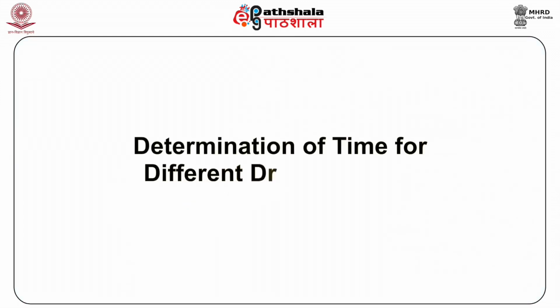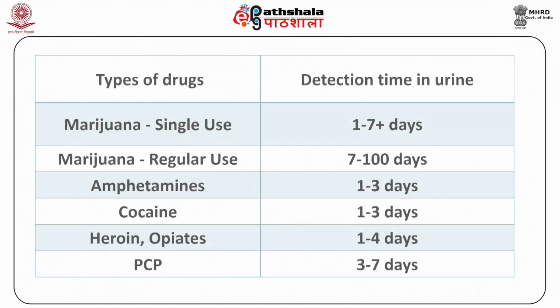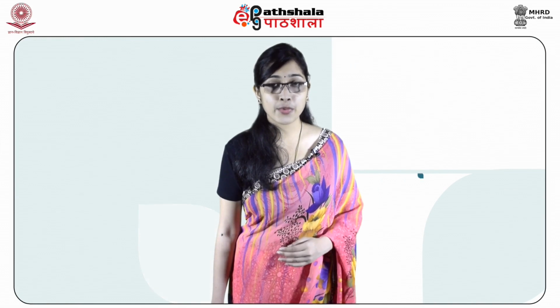The determination of time for different drugs in urine: as shown in this table, we have given the different types of drugs and their detection time in urine. The various types of drugs given in this table are marijuana, amphetamines, cocaine, heroin, opiates and PCP. The most popular drug test is the urine test, by which the drug marijuana can be detected for days or weeks even after its use.